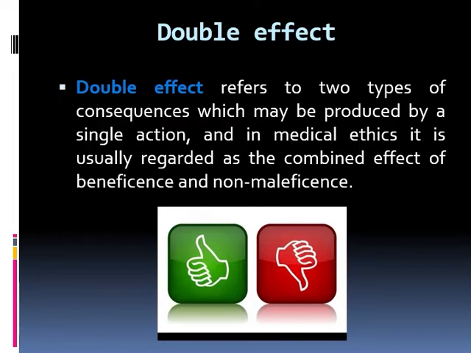Double effect refers to two types of consequences which may be produced by a single action, and in medical ethics it is usually regarded as a combined effect of beneficence and non-maleficence. A commonly cited example of this phenomenon is the use of morphine or other analgesic in the dying patient. Such use of morphine can have the beneficial effect of easing the pain and suffering of the patient, while simultaneously having the maleficent effect of hastening the demise of the patient through suppression of the respiratory system.